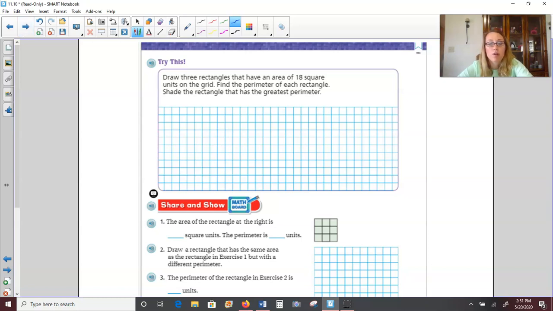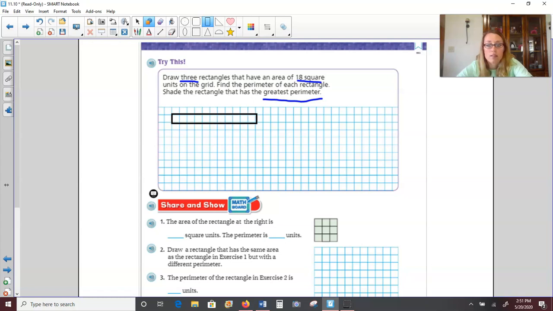So they want us to draw 3 rectangles that have an area of 18 square units on the grid. Find the perimeter of each and shade in the rectangle that has the greatest perimeter this time. Looking for the greatest. So if I want 18 square units, I can do that first rectangle where I just cover 18 squares in one big long row. So that's 1, 2, 3, 4, 5, 6, 7, 8, 9, 10, 11, 12, 13, 14, 15, 16, 17, 18.